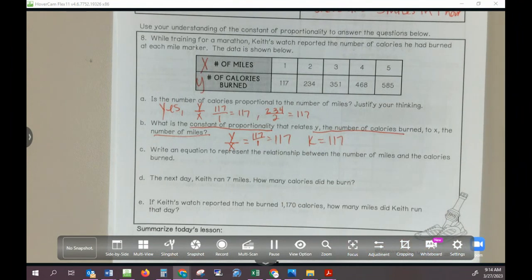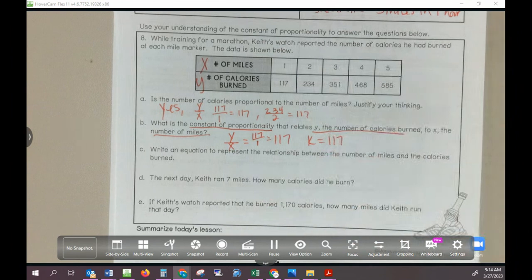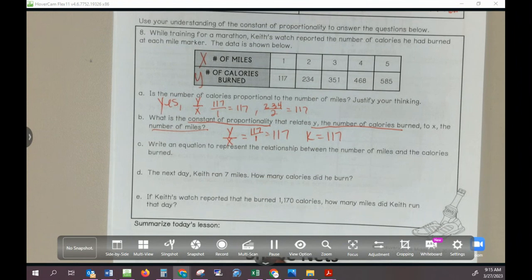Does that make sense? Because I don't want us to just say, oh, it's only one. Sometimes they'll trick you and give you one that's not a constant of proportionality. So we want to make sure we know that.